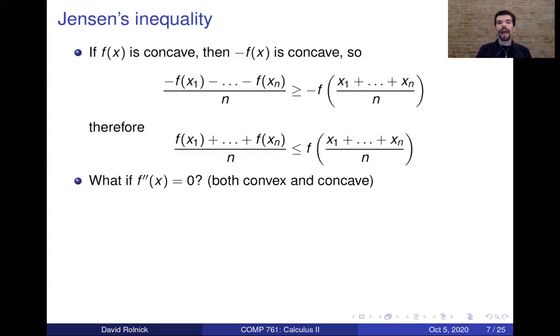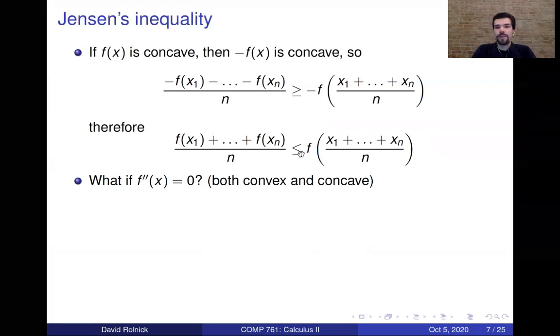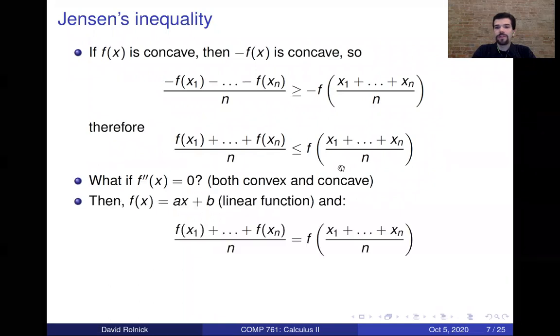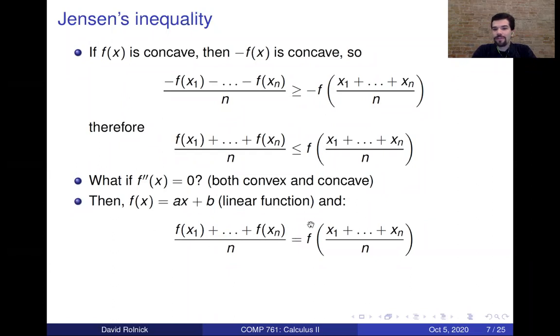So what happens if the second derivative is just zero, so it's both convex and concave? If f double prime of x is equal to zero everywhere, then it becomes an equality here. It was greater than or equal to if it's convex. It was less than or equal to if it's concave. That means that we have a linear function and these things are just equal, which makes sense. And you can easily show that this is true if f of x equals ax plus b, some linear function.